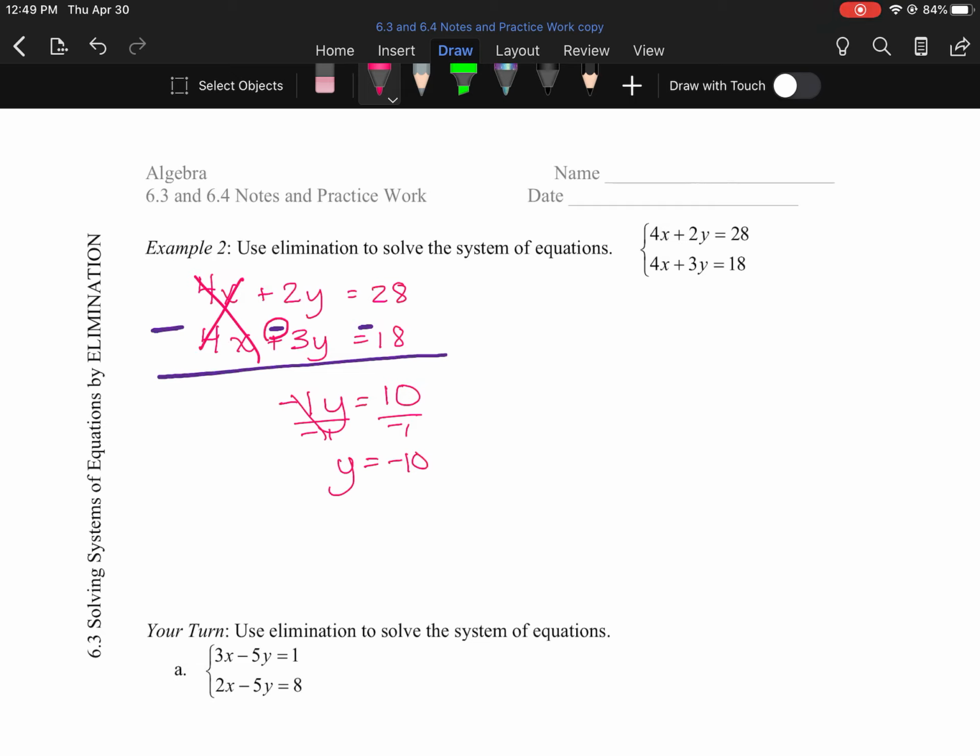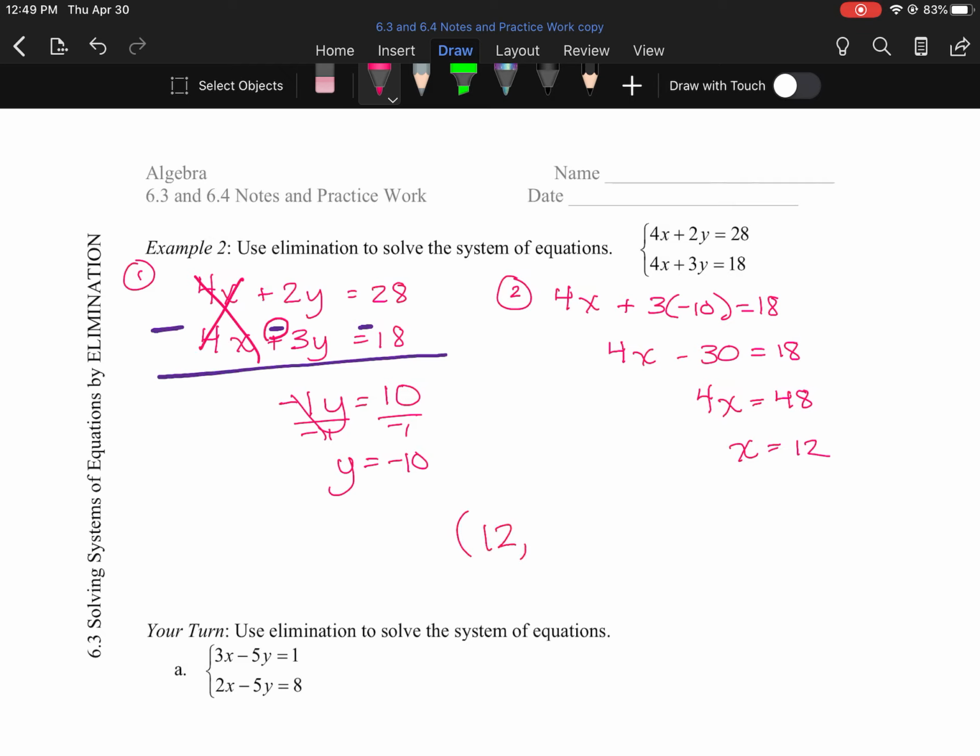Again, we have to substitute this into either equation. I'm going to use the bottom equation. So 4x plus 3 times -10 equals 18. 4x minus 30 equals 18. And then we're going to get 4x is equal to 48. And then we're going to get that x is equal to 12. So my ordered pair here is 12, negative 10.